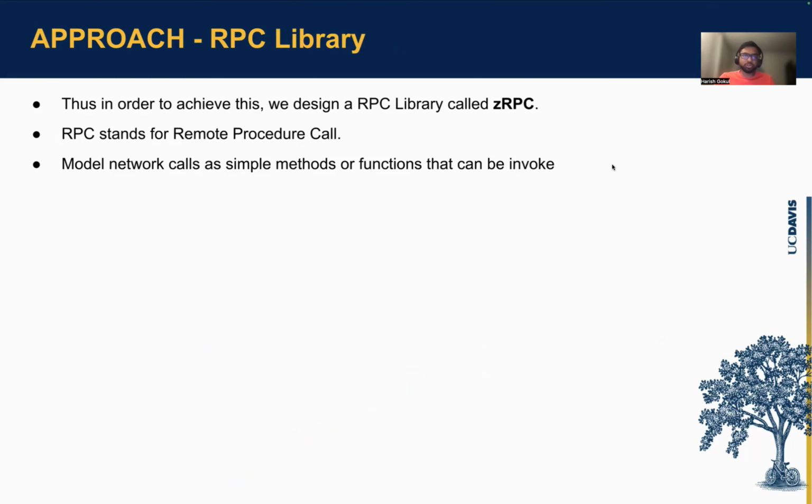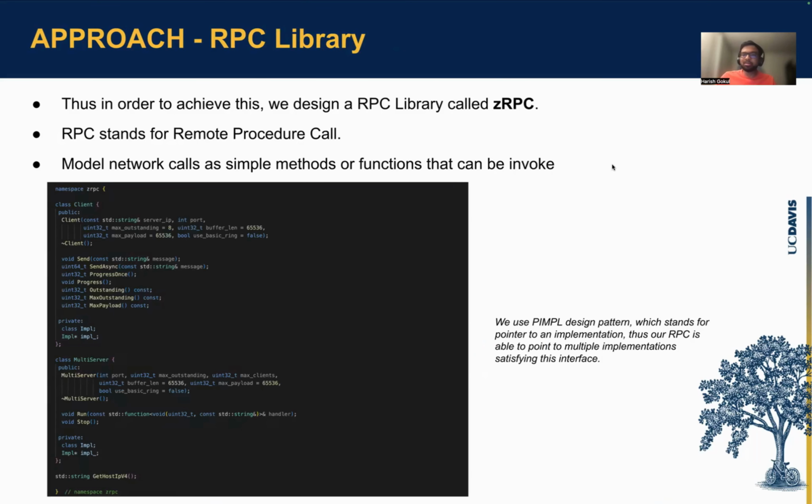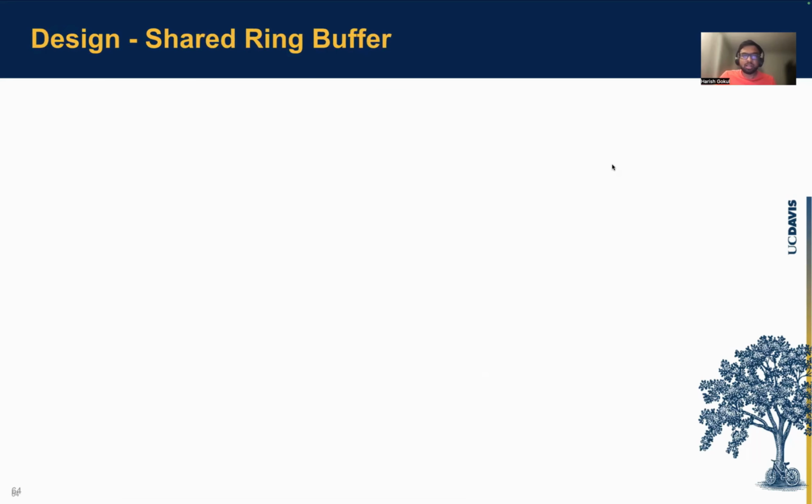So the approach here is to build an RPC library called zRPC. RPC stands for Remote Procedure Call, and it models network calls as simple methods or functions which can be invoked. And we use a PIMPL, a pointer-to-implementation design pattern, so that we can swap out our implementation of the actual RPC to different protocols or different strategies. So here's one strategy which I would like to walk over in detail.